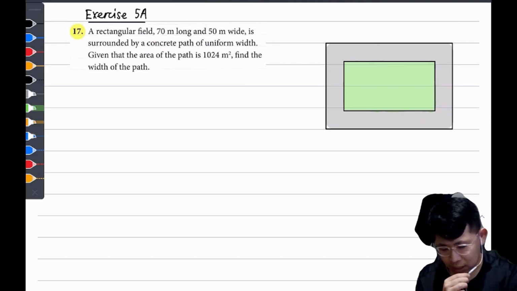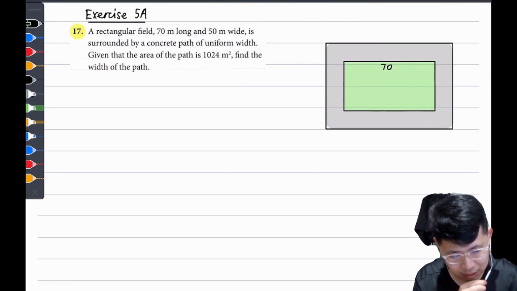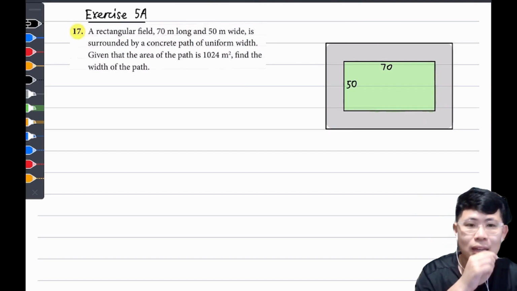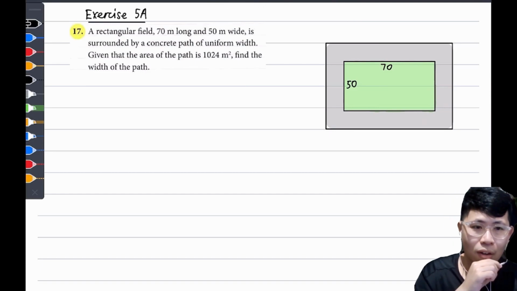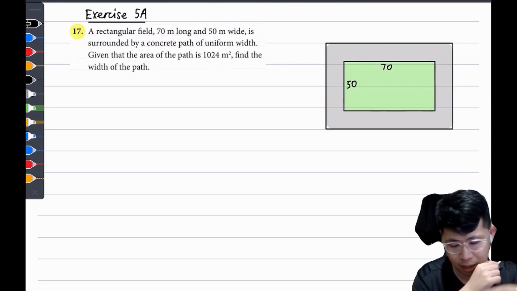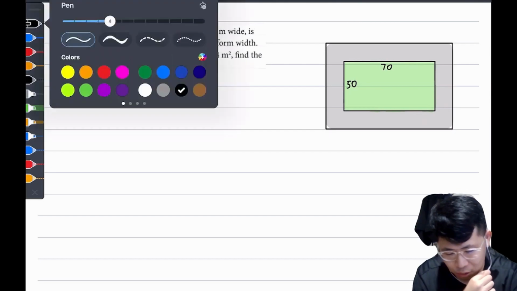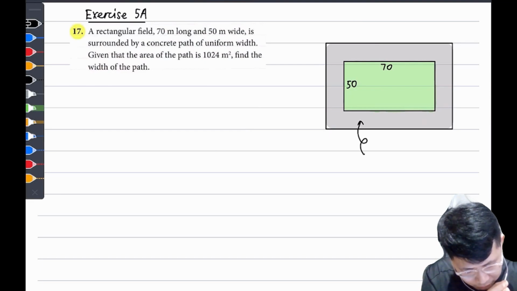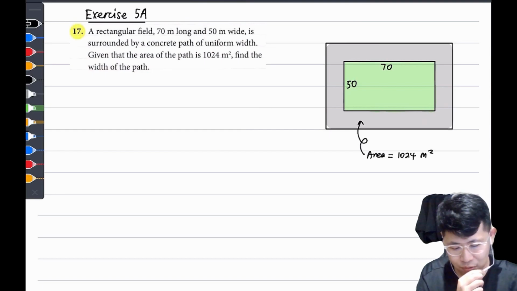So over here we have details of a rectangular field: 70 meters long and 50 meters wide, surrounded by a concrete path. So around the field you have a concrete path of uniform width. Given that the area of the path, the gray colored part, is 1024 square meters, we need to find the width.